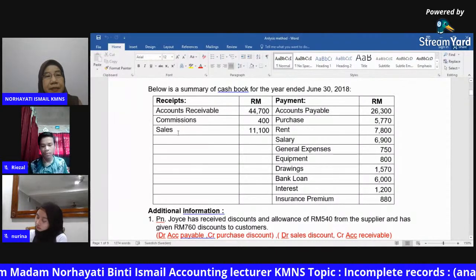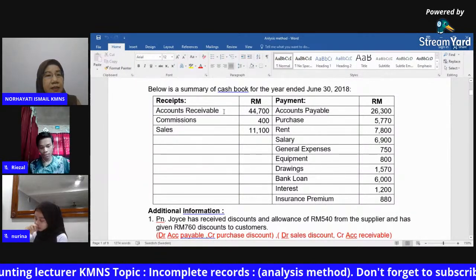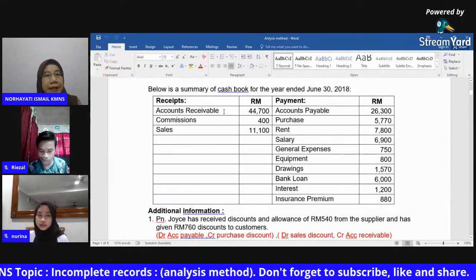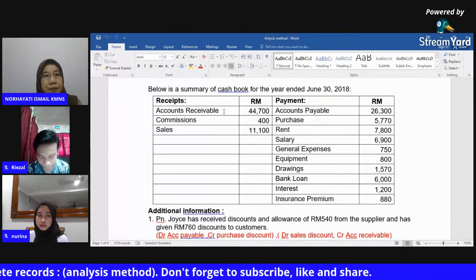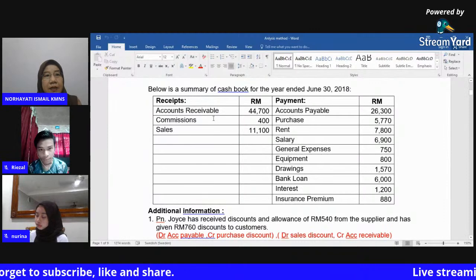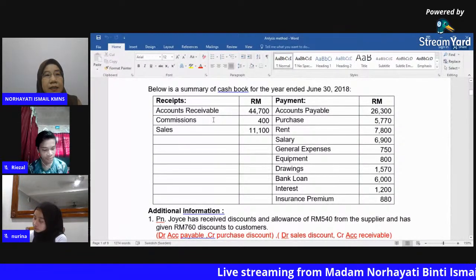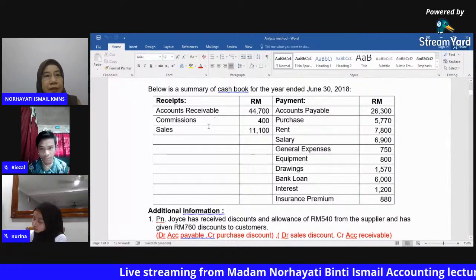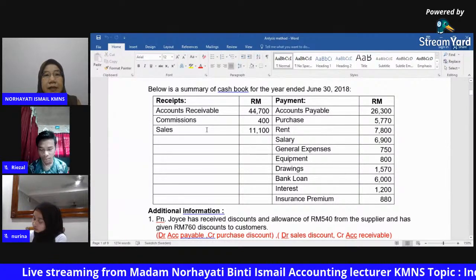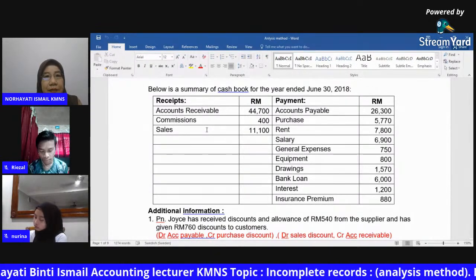Debit side represents cash receipt. So for the first one, account receivable, this is the transaction. That means we receive cash from account receivable. Debit cash, credit account receivable. This one also the transaction. Debit cash, credit commission. This is the revenue. This one debit cash, credit sales. So we must know the details for the debit side.